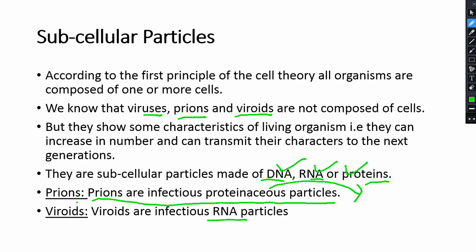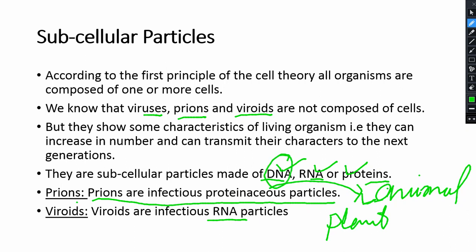Prions mostly cause infection in animals. Let me write here animals, and viroids particularly cause infection in plants. And why have they put DNA? Because there are many viruses where their genetic material is DNA.